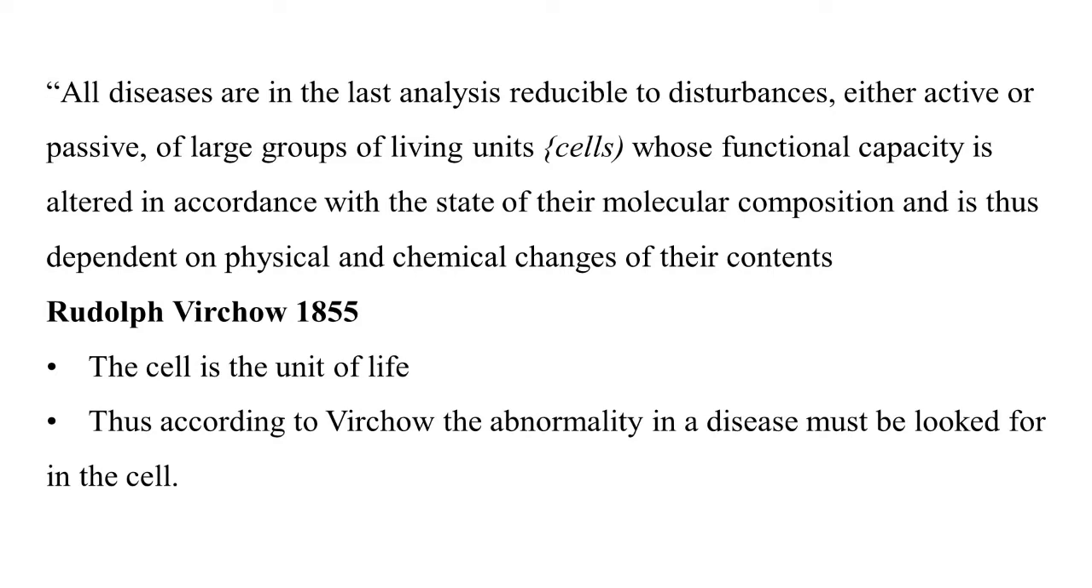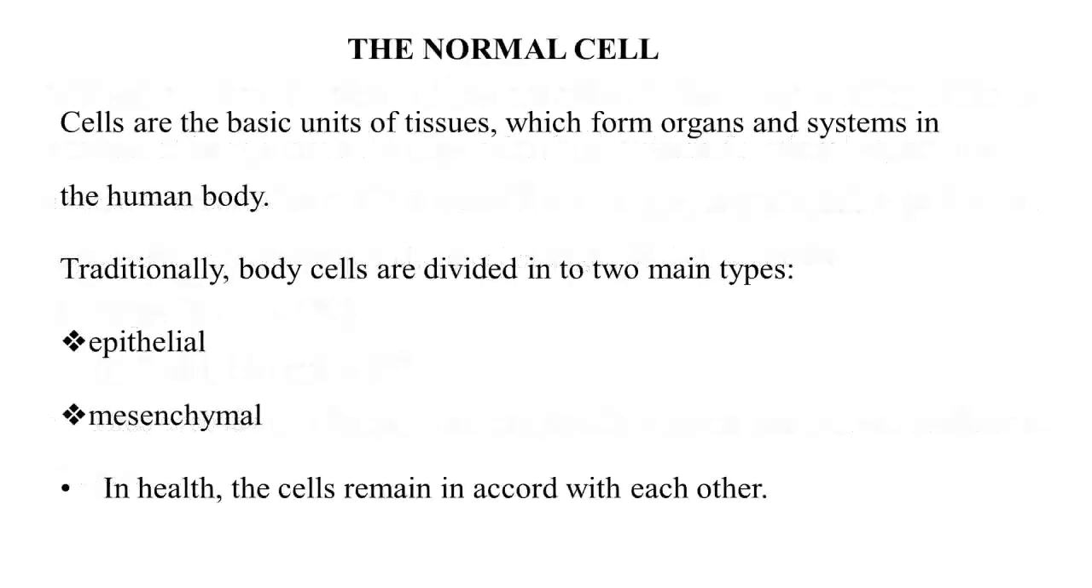So Rudolf Virchow in 1855 found out that the cell is the unit of life. The unit by which human beings live is a cell. Thus, according to Virchow, the abnormality in a disease must be looked for in a cell. So every abnormal thing that we are going to find in an individual should be looked for in a cell because the cell is the unit of life. So before anything else happens within an individual's body, it emanates from the cell. It is starting from the cell.